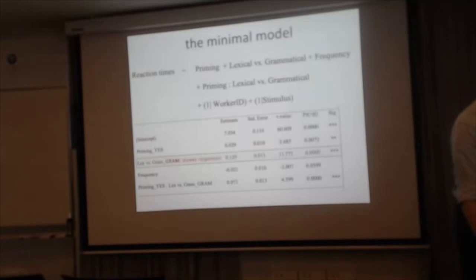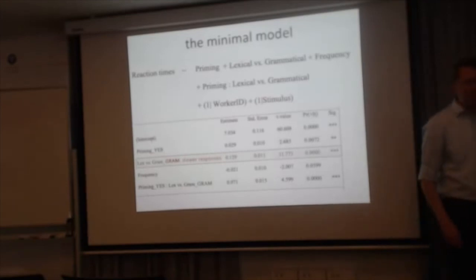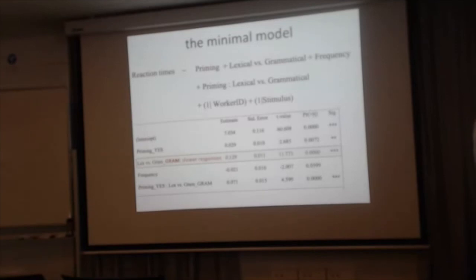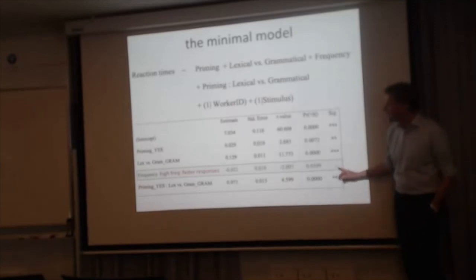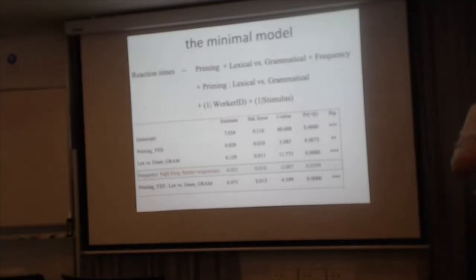Second effect, grammatical elements were on average slower. Also, this is not really in line with the asymmetric priming hypothesis, which expects you to have an advantage in grammatical items, especially when they've been primed. We have a borderline significant frequency effect that is trivial or at least non-surprising. So high frequency forms are processed faster than low frequency forms, which is what we would expect.